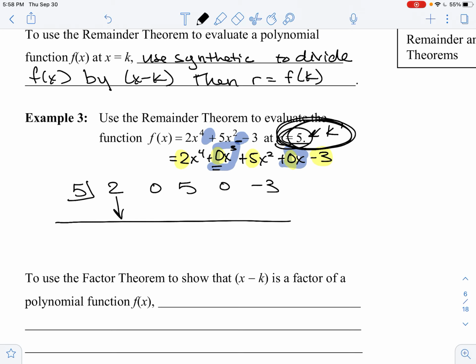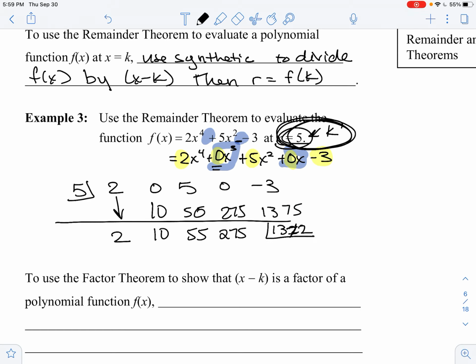And now we're going to do our same process of synthetic division. Bring down the 2, multiply with the box. Box is 5 times 2 is 10, goes right here. Add down, 0 plus 10 is 10. There's my new number. Multiply 5 times 10 is 50. Add down is 55. Multiply to the box. Get my next number, 275, add down. Multiply the box. And we get 1375, add down, and our remainder is 1372.